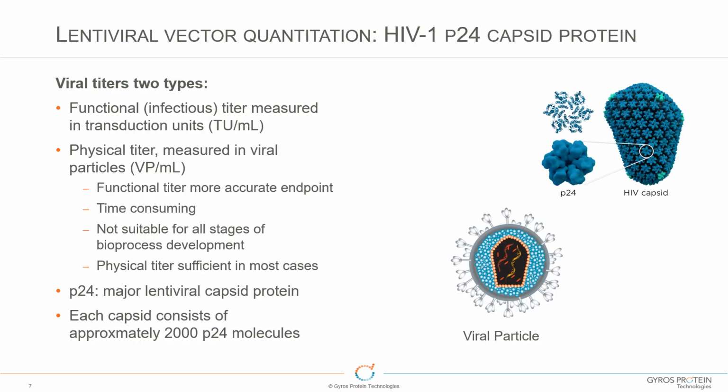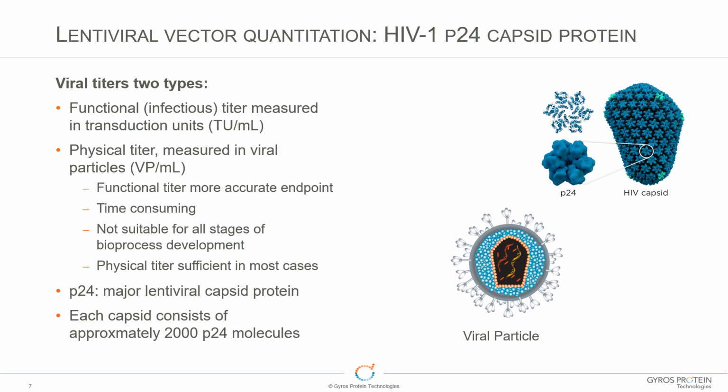So for lentiviral vector quantitation, we can do this in a couple of different ways. The first is a functional or infectious titer, and this is done usually using a cell culture system. It takes quite a long time. It's not practical in all senses, but it gives you a measure of how well the gene is transduced into the cell line. The more common way is a physical titer, where we're actually just measuring the number of particles. This is a more accurate endpoint, not as time consuming, and is sufficient in most instances.